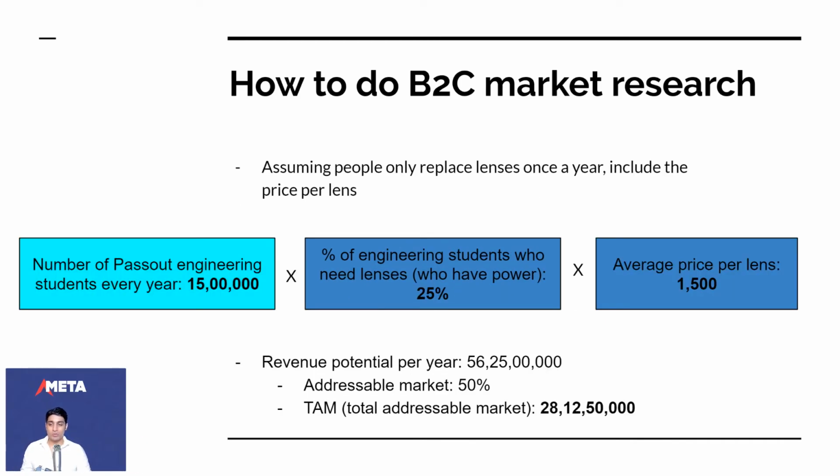So what we can do is say 15 lakh engineering students, assume people only replace lenses once a year, 25%, and the average price per lens is 1,500 rupees. So the revenue potential per year is that amount, which is about 56 crores, right? Which is a sizable, big market. So for the total addressable market, say you're only able to tap into 50% of them. The total addressable market is 28.12 crores, which is still a decent sized market, right?